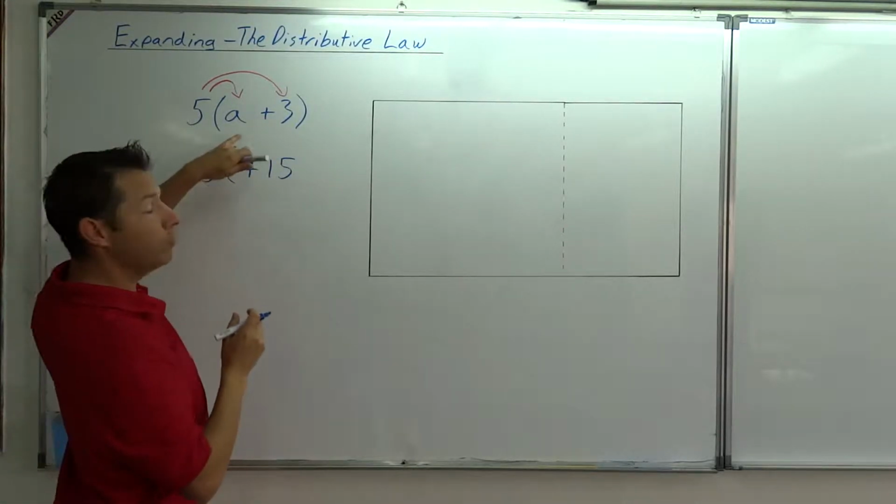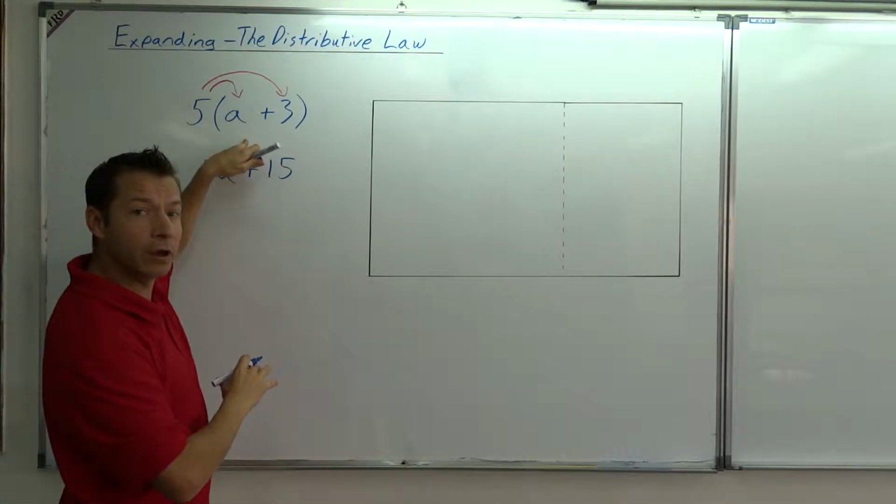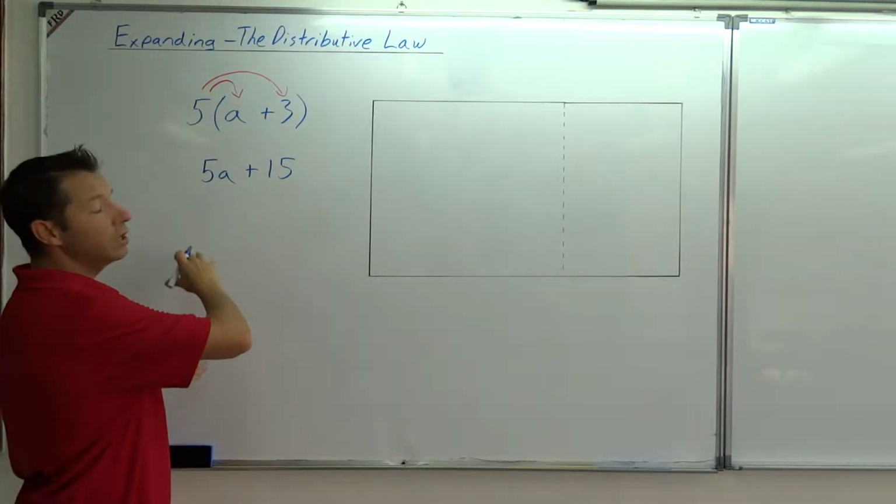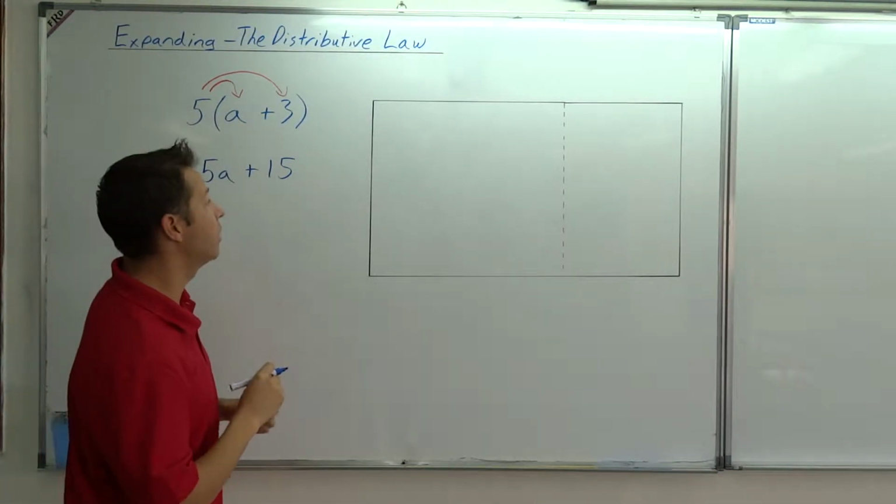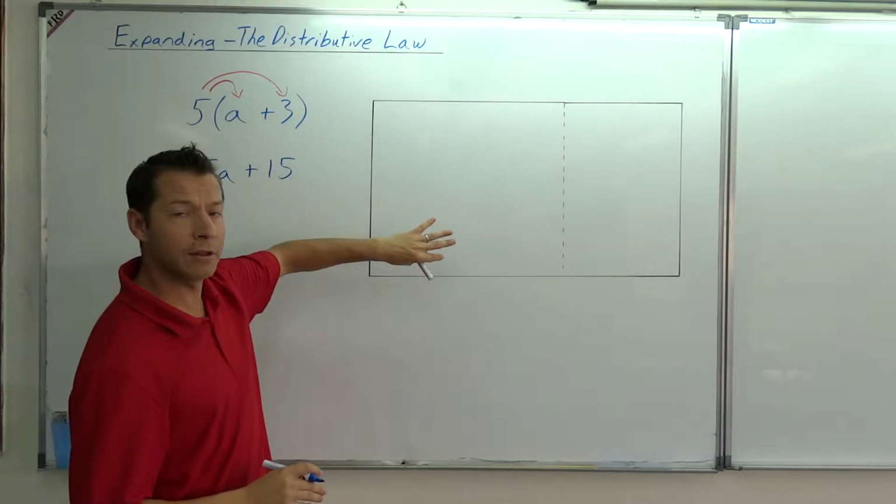Okay? And we'll look at a few more examples with expanding in our next video, where there can be some confusion dealing with directed numbers and positive and negative numbers. We'll look at that in the next video.